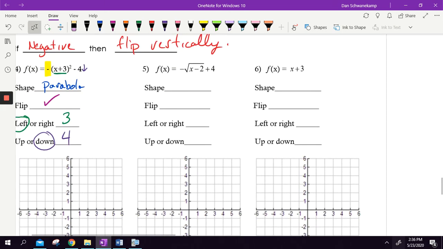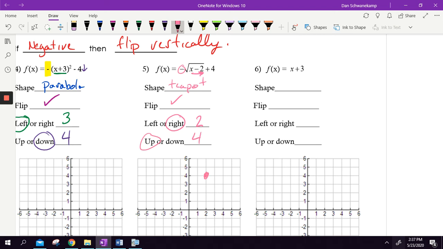Let's try it again. The shape, teapot graph. Did it flip? Yes, because it's negative. The minus 2 is taking me to the right 2 because I do the opposite. The plus 4 is taking me up 4 because I do what it says.